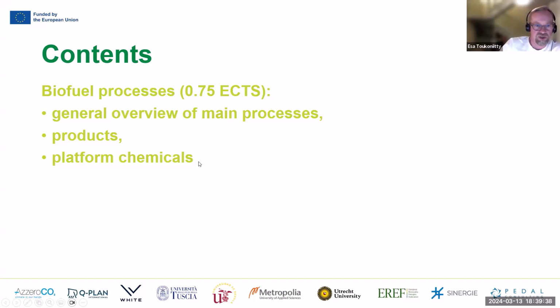I will not talk much about the platform chemicals, or not really as I thought originally. Platform chemicals are usually understood as important key starting materials that can be converted to various different chemicals. Let's say in biofuel, one could say that D-glucose is a platform chemical, because you can convert it to quite many different types of biofuels or chemicals.